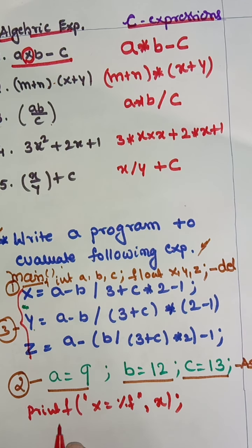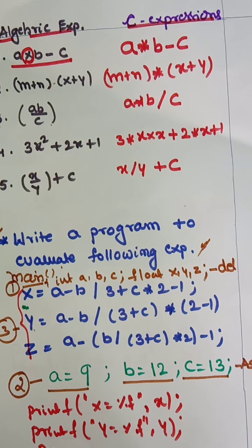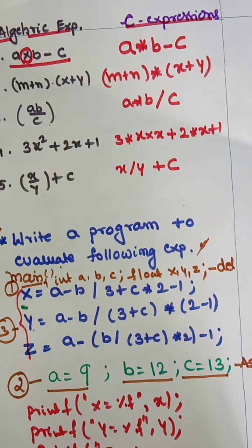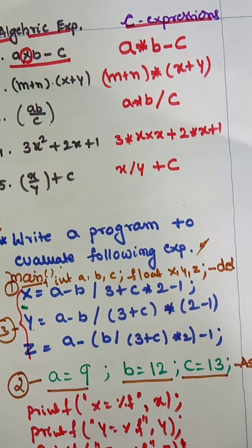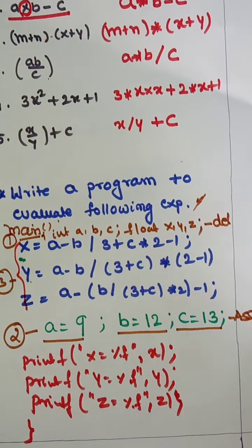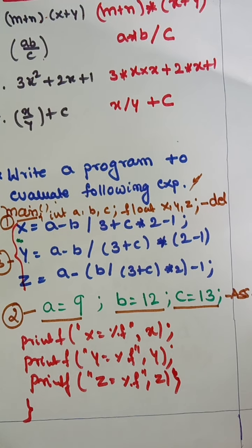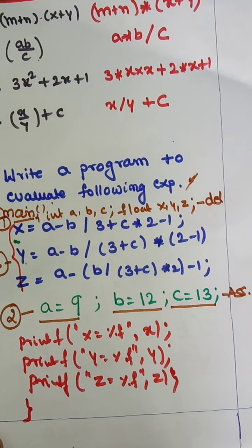If you want, you can print all the values in a single printf statement, or you can take different printf statements. I will take three here for clarification. Okay, z is equal to percentage f and the z, and close the program. End of the program. That is called end of the program.